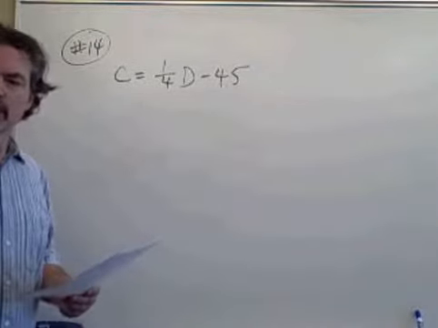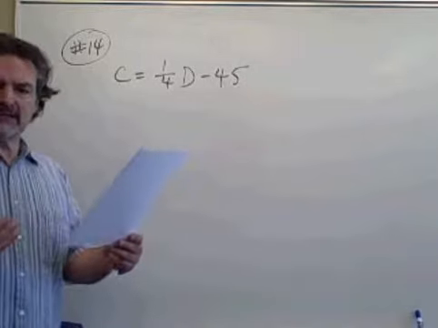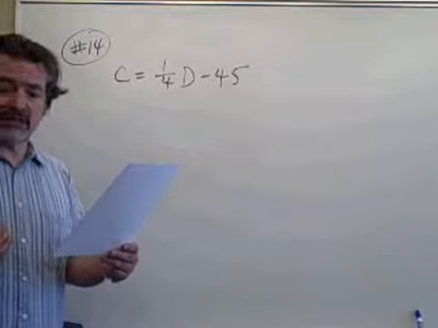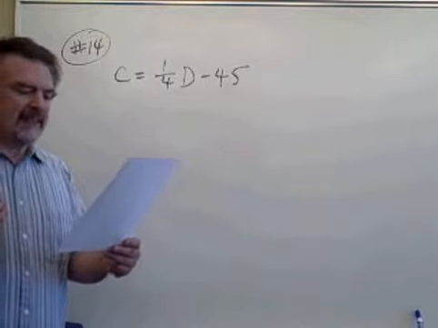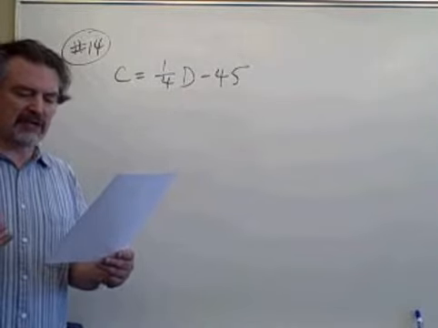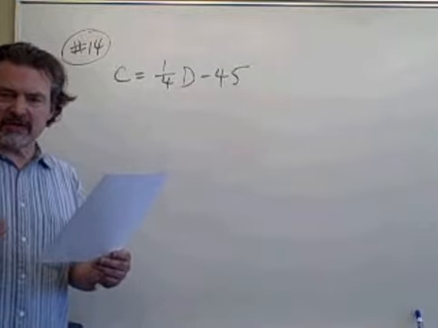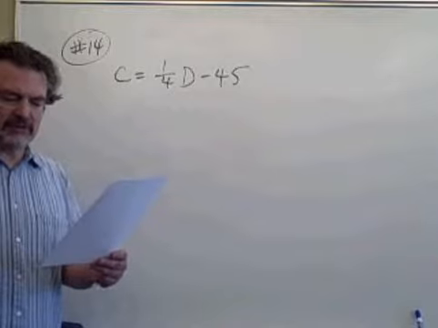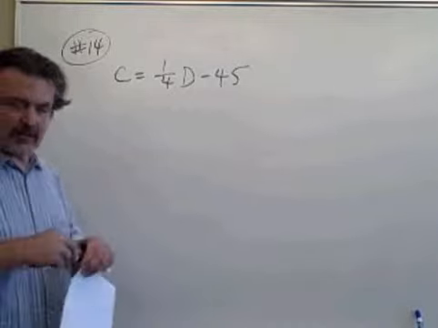Here's our second word problem here on the review sheet, problem 14. It says black ice is an ice covering on roads that is especially difficult to see and therefore extremely dangerous for motorists. The distance that a car traveling 30 miles per hour will slide after its brakes are applied is related to the outside temperature by the formula C equals 1/4 D minus 45, where C is the Celsius temperature.